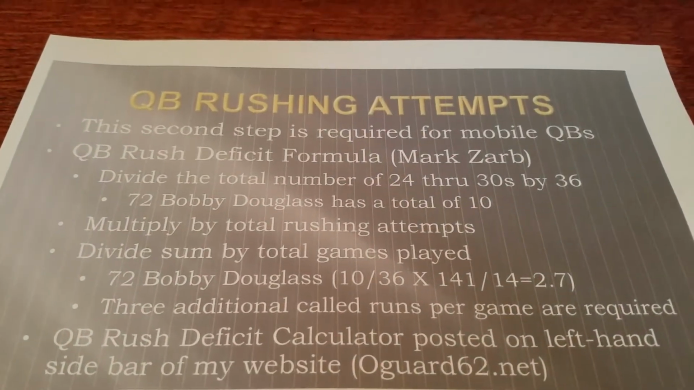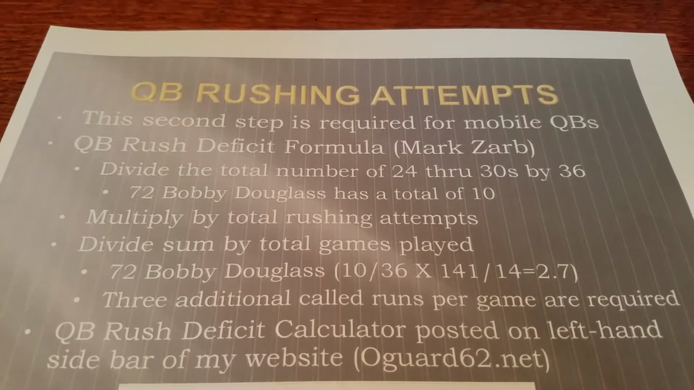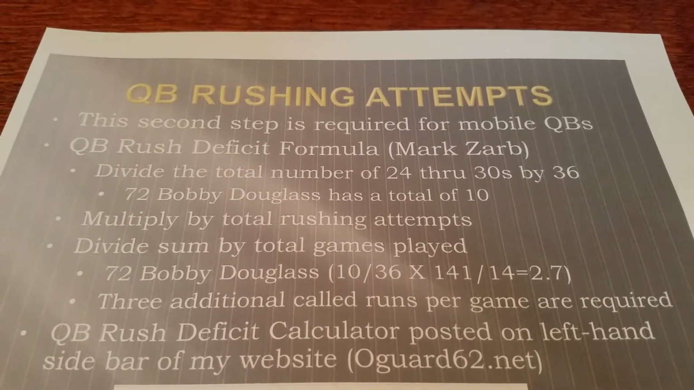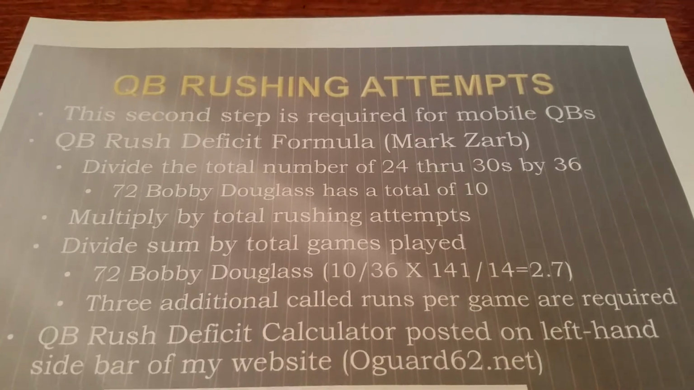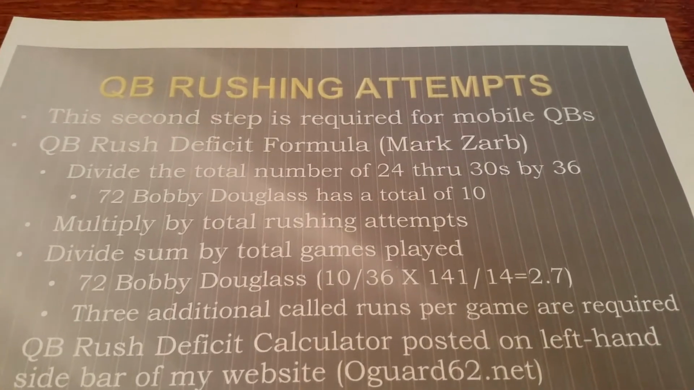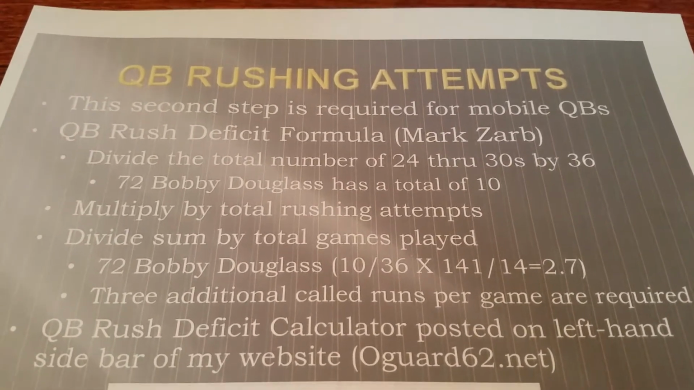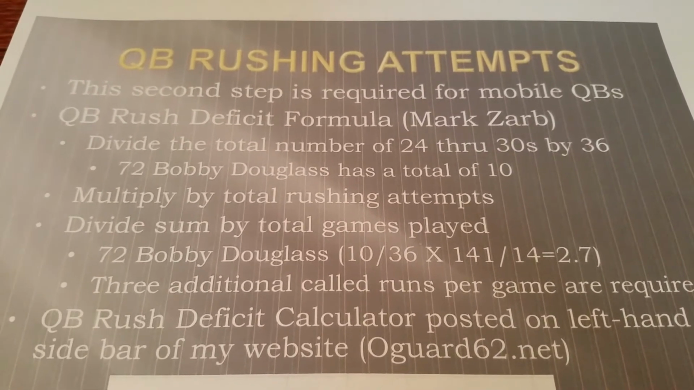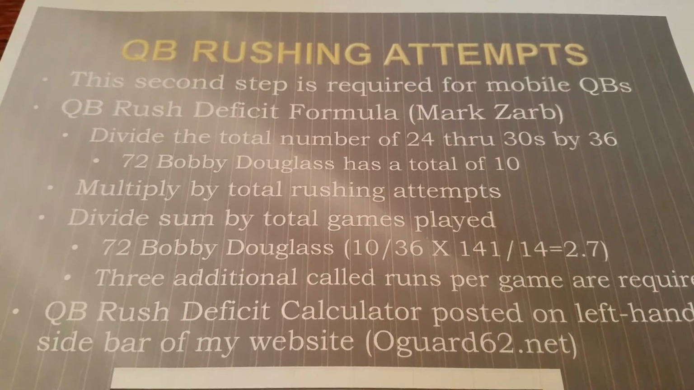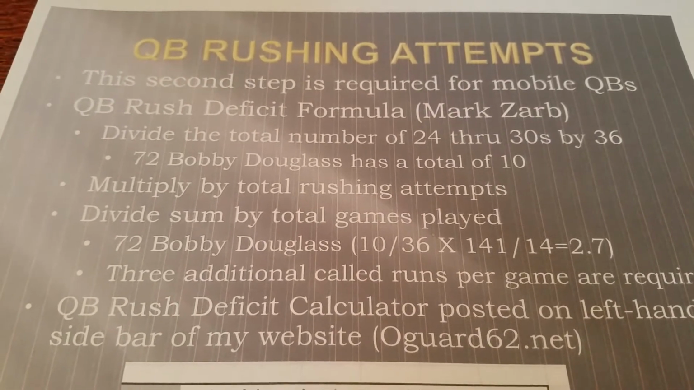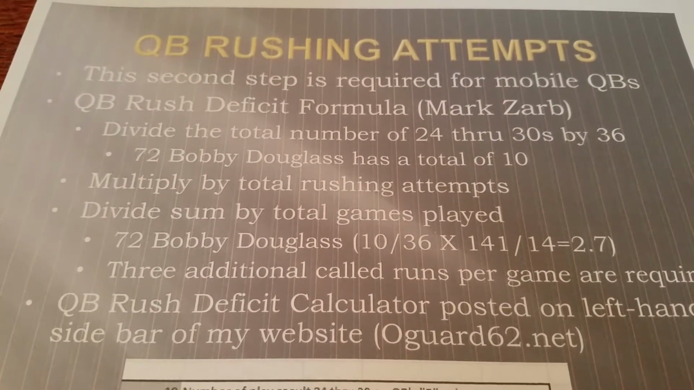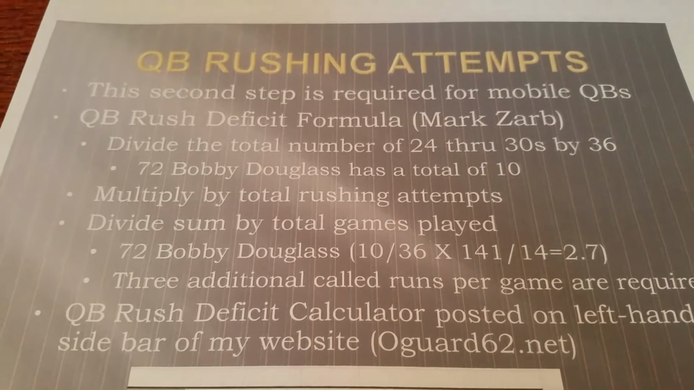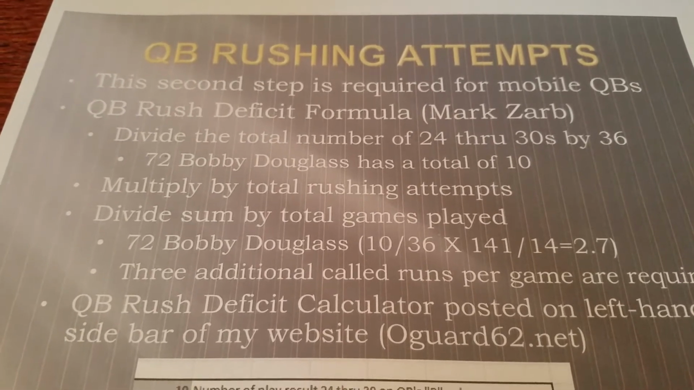Then once you have that total, you're going to divide the total number of play results 24 through 30 by 36. All right, on Bobby's card, he had a total of 10 numbers between 24 and 30 on his card for the 72 season. Then you're going to multiply that by the total rushing attempts, and then you're going to divide that sum by the total games played.